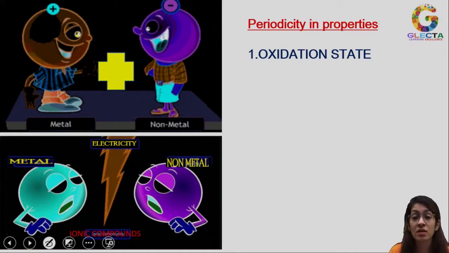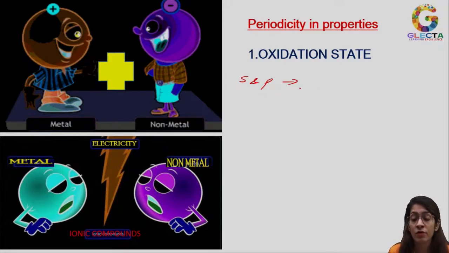So first comes the oxidation state. The oxidation state of an atom is defined as the number of electrons gained or lost by it. It is the most fundamental property of the element and is studied with the help of its electronic configuration. For example, if we talk about the S and P block elements, what will happen? In the case of S and P block elements, it is generally calculated as 8 minus the number of valence electrons, or the number of valence electrons.